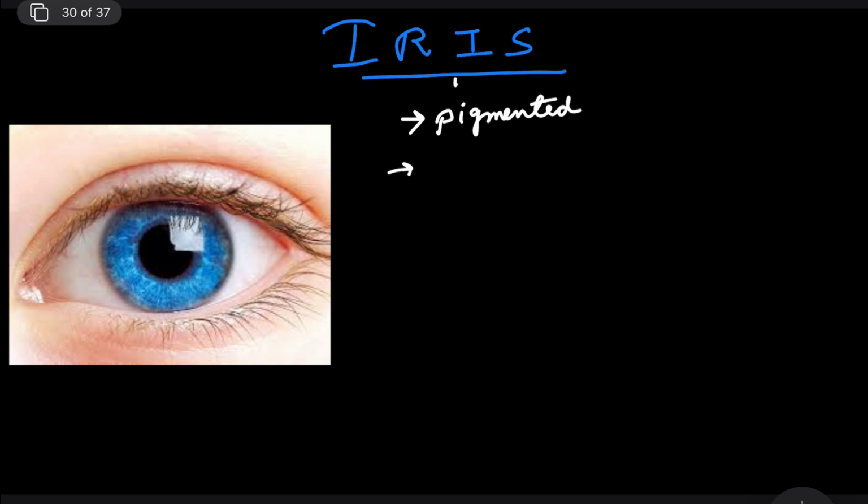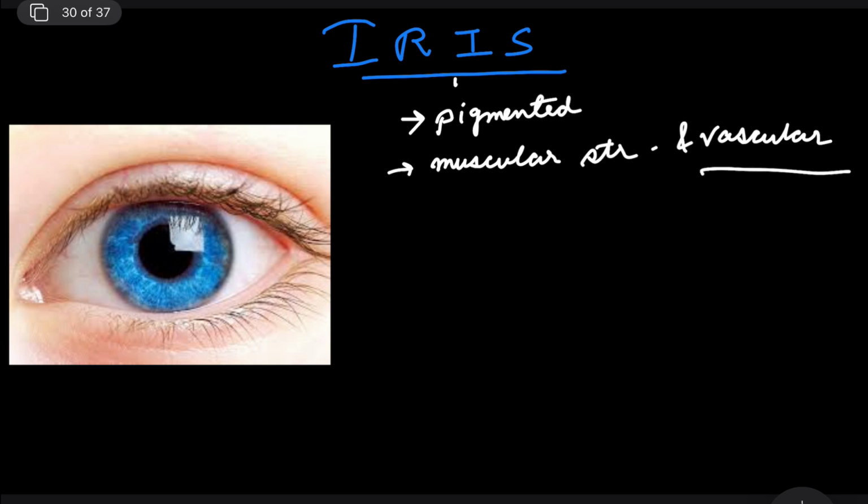Now, another very, very important thing about the iris is it is a muscular structure. It is a muscular and vascular structure. Okay, as simple as that. Vascular we can understand because it is part of the middle layer of the eye, so obviously it's going to be vascular. Middle layer of the eye being the vascular layer of the eye. But muscular layer, this is very, very interesting. Why is it interesting? This means that iris has muscles that we will talk about shortly.